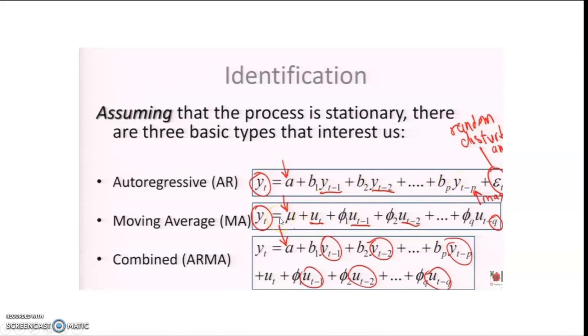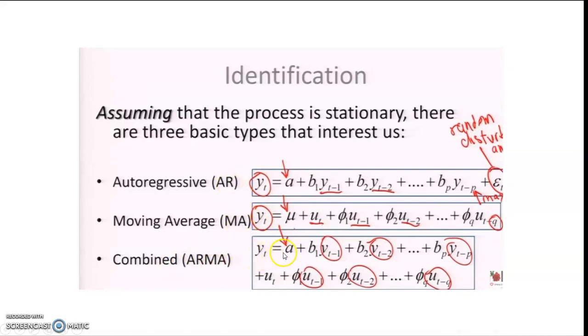The second type of process is a moving average, and here yt is regressed on the disturbance term in time t, the disturbance term in time t minus 1, the disturbance term in time t minus 2, up to the disturbance term in time t minus q. And here also there is a constant. And if we combine AR and MA, then we get autoregressive moving average. And here we use the AR plus MA process.